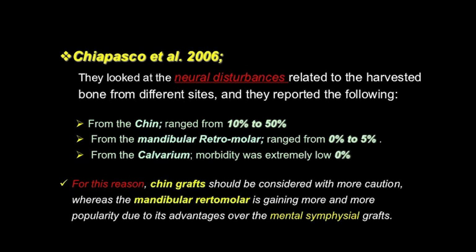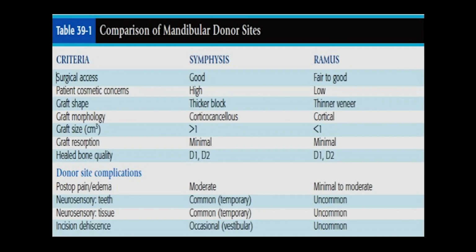Of course, we don't take from the calvarium, but this is a study that involved some grafts taken from the calvarium. This is a comparison between grafts taken from the symphysis and the ramus. And you see that the one from the ramus has more advantage than the one from the symphysis. But in general, if the surgeon has good hands, they are approximately the same results.